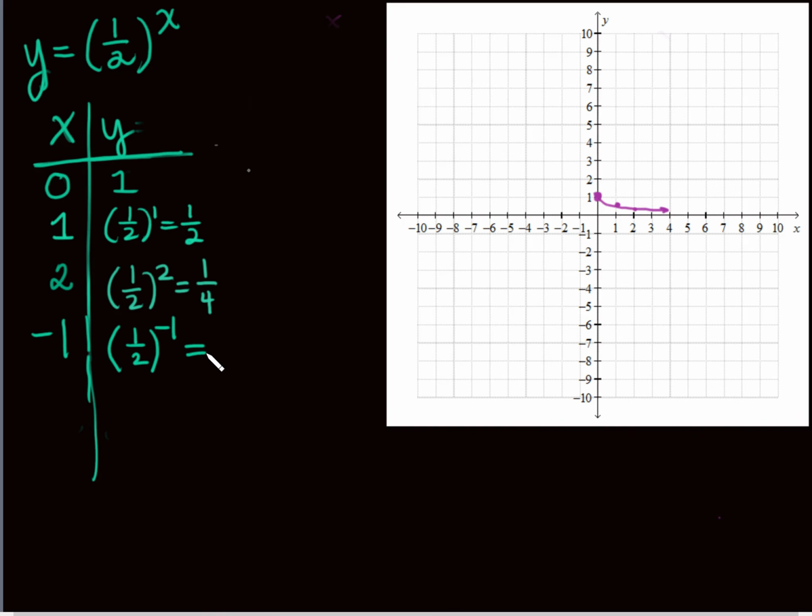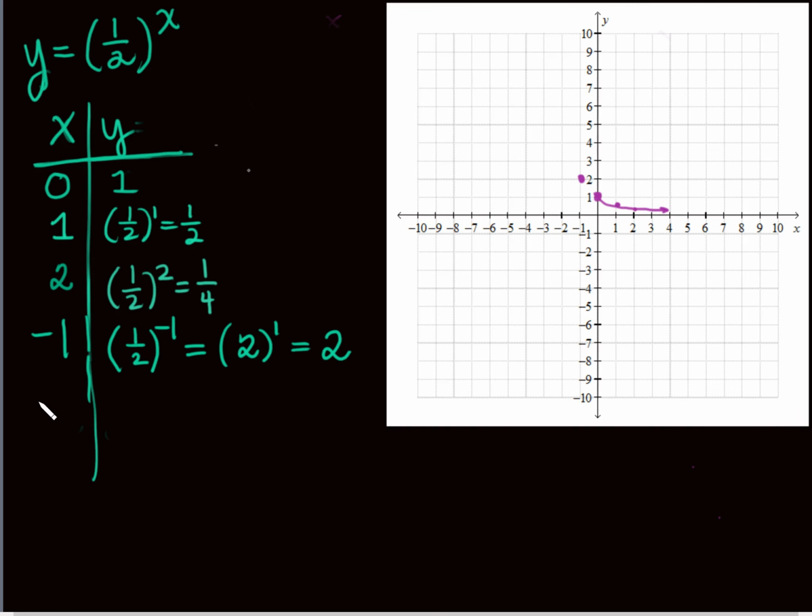What does a negative exponent do to a fraction? It flips it. Remember that negative says I'm in the wrong place. So it's going to take that 1/2, flip it, and then the 1 becomes positive. So now I get 2. So notice what this guy does. At -1, I'm actually up at 2.